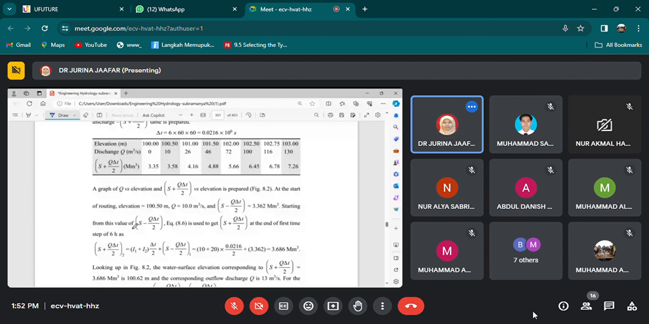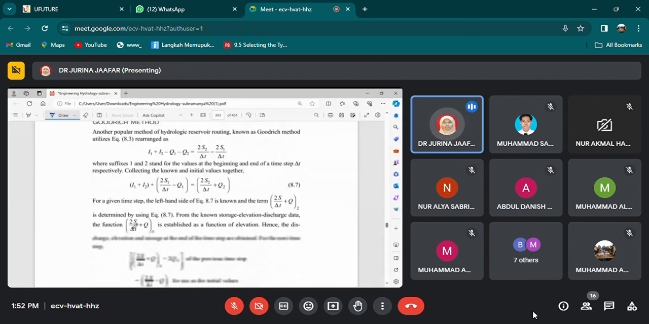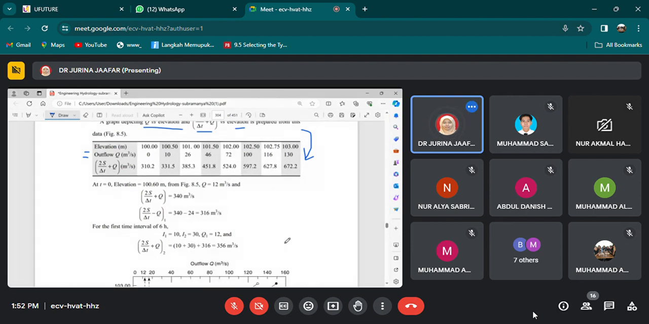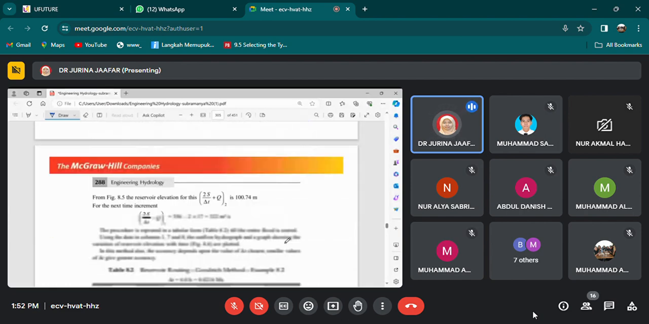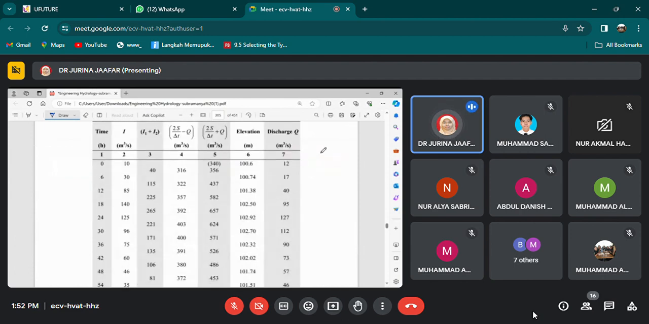Okay, so pergi balik pada example 8.2. So dia buat graph kan. Dia kata a graph Q versus elevation, then 2S plus delta T over Q you get from this graph. Then now kita nak buat routing lah. So routing will be kita nak start routing di mana we will do this step. Okay, jadi kita nak buat step routing ni.